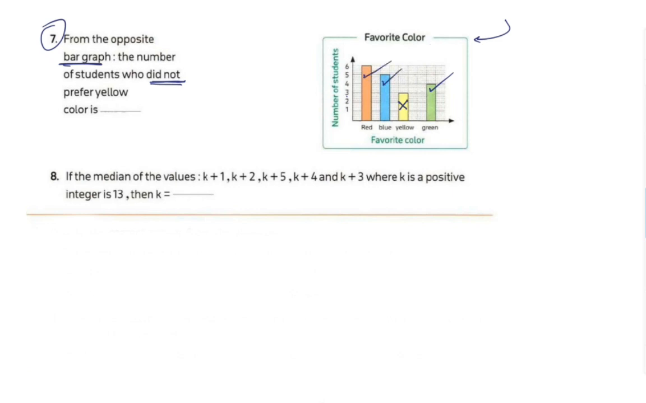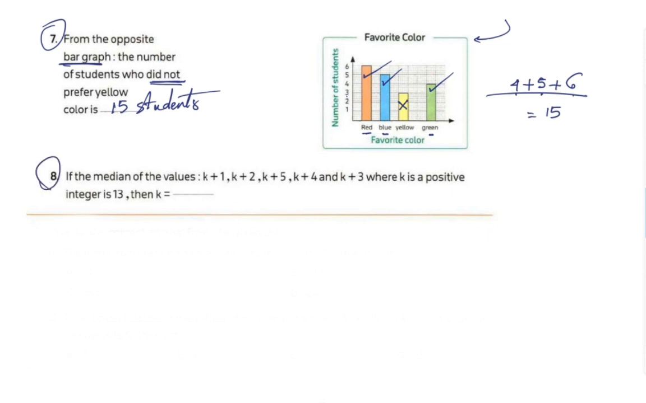Okay, anyone who prefers green? Of course, he didn't prefer yellow. Anyone who prefers blue? He didn't prefer yellow. Anyone who prefers red? He didn't prefer yellow. Now, how many is green? 4 plus blue 5 plus red 6. Now if you add 6 plus 4 plus 5. Okay, now 4 plus 5 equals 9 plus 6 equals 15. So the number of students is 15 students.